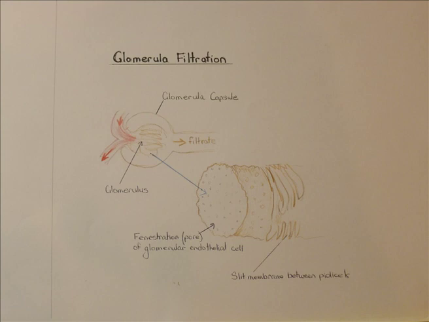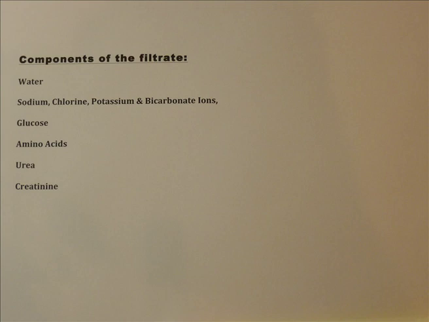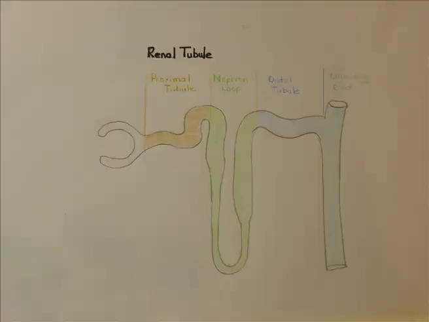The rate at which the fluid is filtered is called the glomerular filtration rate, and this is a measure of kidney function. In healthy adults, it ranges between 105 and 120 millilitres per minute. The collected fluid or filtrate contains water, sodium, chloride, potassium and bicarbonate ions, glucose, amino acids, urea and creatine. This filtrate then moves from the renal capsule and passes through the tubule.